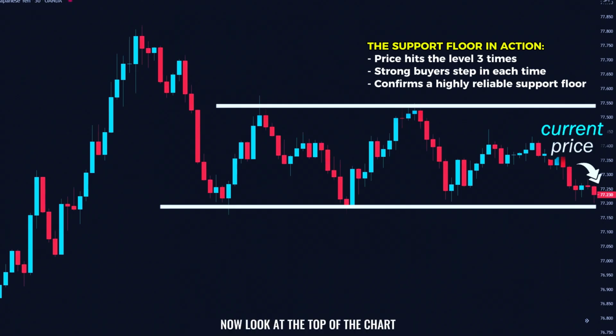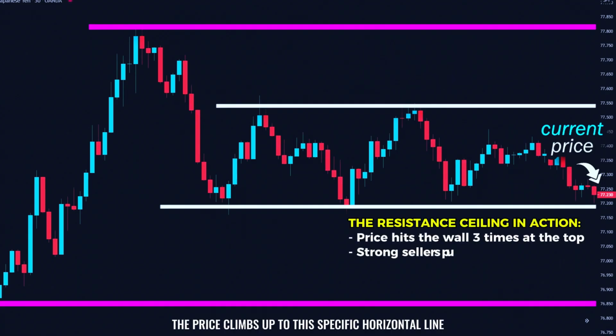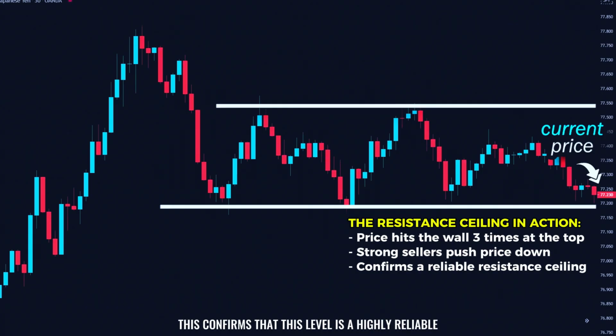Now, look at the top of the chart. We can see the exact same behavior happening. Every time the price climbs up to this specific horizontal line, it hits a wall and reverses downward. It does this on 3 separate occasions, creating multiple clean rejections at the top. This confirms that this level is a highly reliable resistance ceiling. By only drawing lines where you see multiple rejections, you instantly eliminate 60% of the useless lines on your chart.